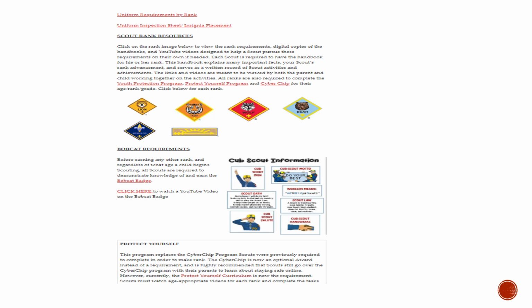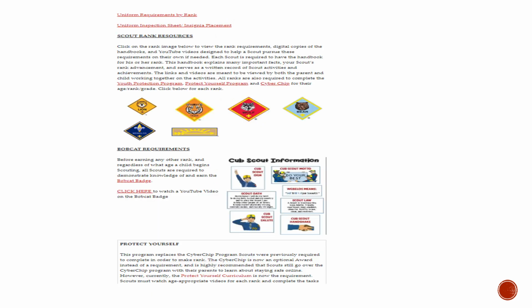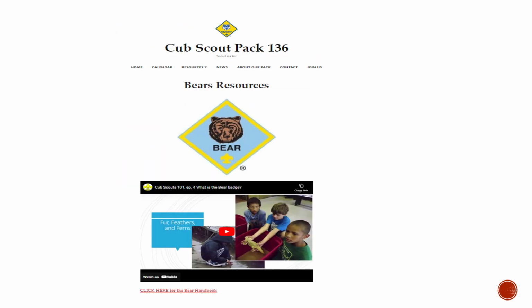But what I did here, further down on the parent resources page, of course I have the Bobcat requirements and more about Protect Yourself, but each one of these logos for the ranks, if you click on them, goes to a rank specific page. And on those rank specific pages are things that are needed as requirements for that rank. So for example, the bears. If you click on the bear logo back here, it will take you to this page.